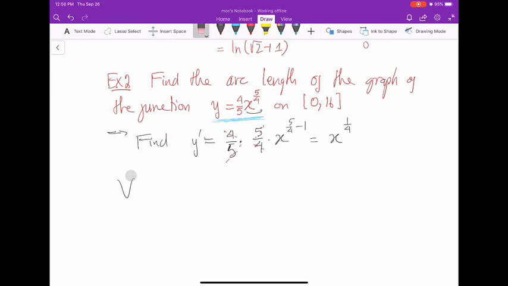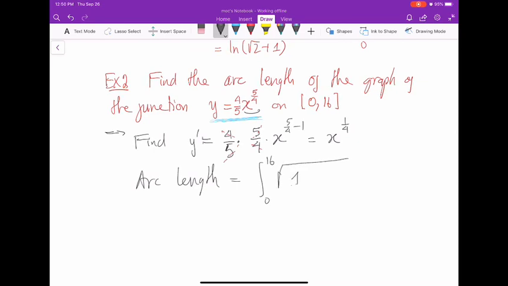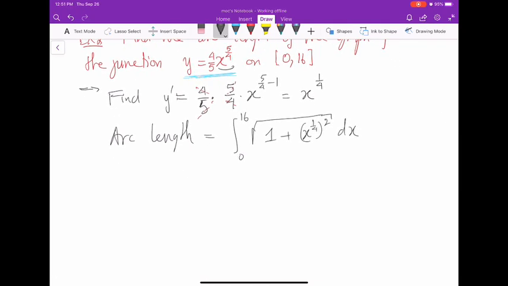The arc length is equal to the integral from 0 to 16 of the square root of 1 plus (y prime) squared, where y prime is x to the 1/4 squared, dx. You see, this integral looks very interesting. It's from 0 to 16 of the square root of 1 plus x to the 1/4 squared, which is x to the 1/2.